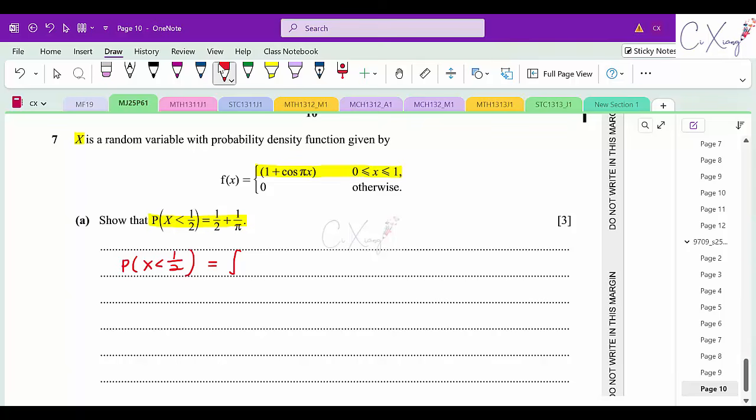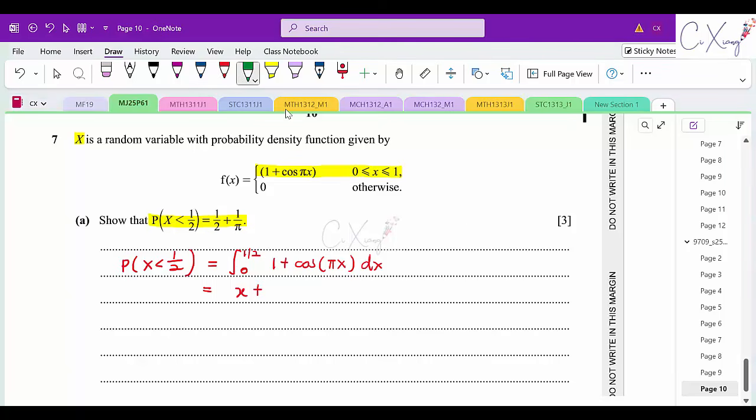So I have to integrate the function that I have here from the lowest limit, which is 0. Then we want to look for the probability until half, right? So the upper limit will be the half here. Then integrate the function 1 plus cos pi x. Integrate 1, you'll get x. It's a very straightforward term. What do I get if I want to integrate cos pi x?